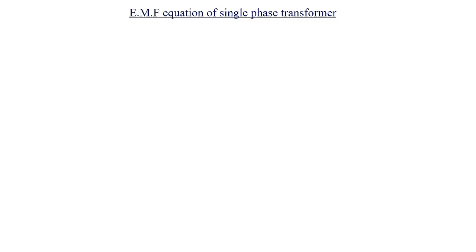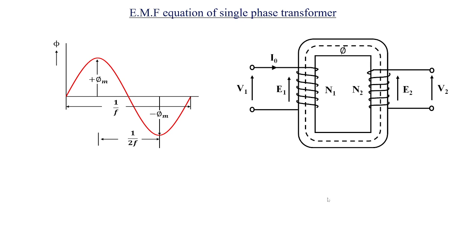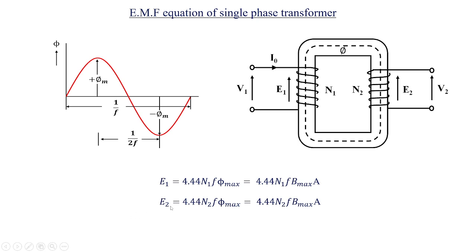In the last class, we derived the EMF equation of a single phase transformer when a sinusoidal input voltage is given to the transformer winding on the primary side. The EMF induced on the primary is given by 4.44 N1 F multiplied with the maximum flux. The maximum flux can also be replaced in terms of the maximum flux density multiplied with the area of the cross section, and with mutual inductance, E2 is also obtained as 4.44 N2 F multiplied with the maximum flux. So this derivation we have done in class 1.